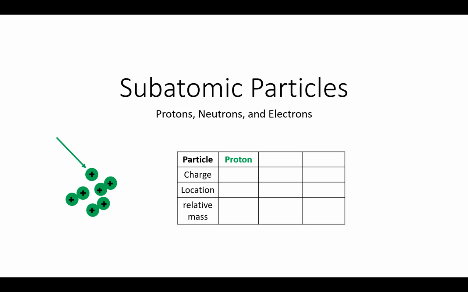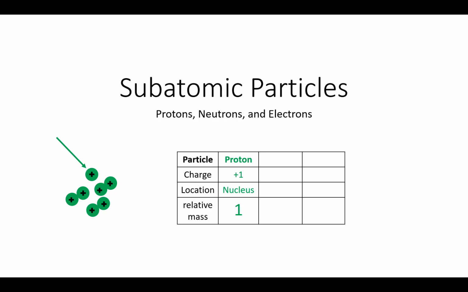So like I said, this is the proton. You can see that protons are positively charged. We give it a +1 as its charge, and from what you saw in my picture a moment ago, the protons are located in the nucleus, right smack dab in the middle of the atom. We're going to give a proton a relative mass of 1.